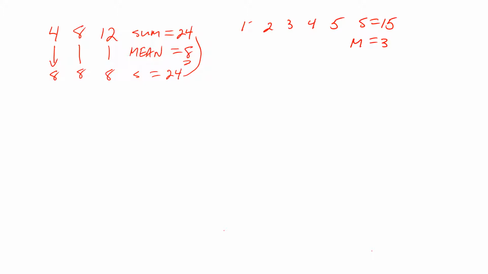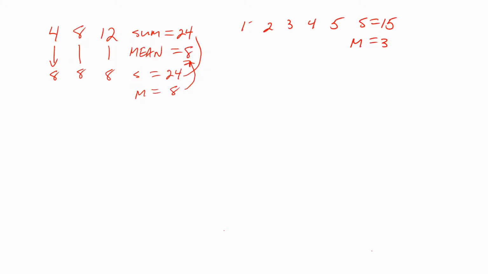And the mean of these numbers is, again, calculated. The sum was 24, there were three numbers, and 24 divided by 3 is 8. So the mean was also the same. That's kind of weird. Let's look at this next example and see if that still applies.